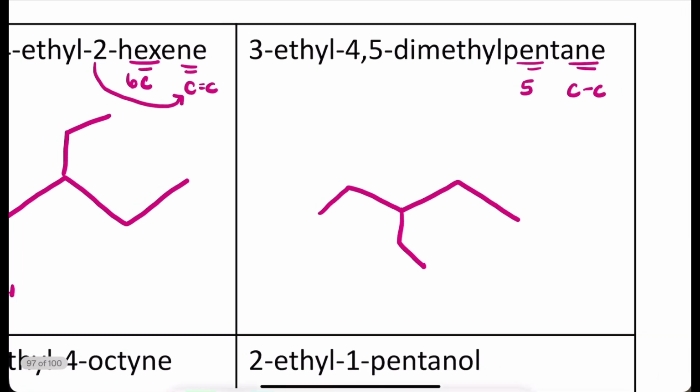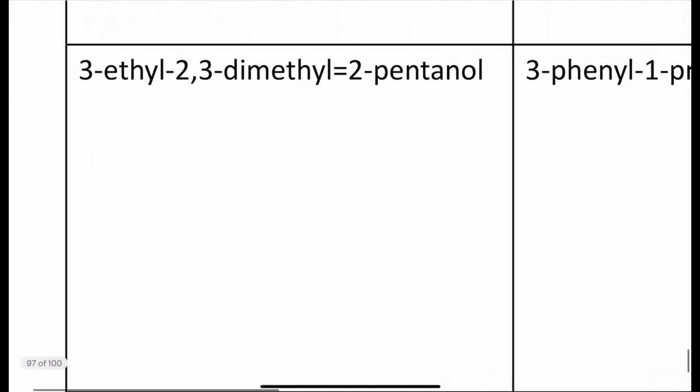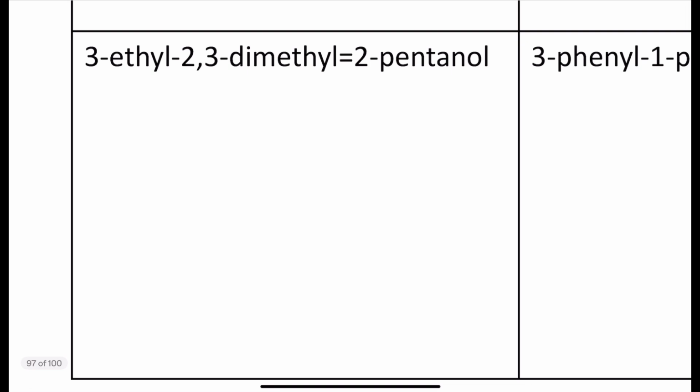At the fourth and fifth, that doesn't even make sense. I can't have a methyl group at the fifth carbon because that's the end of the chain. So let's just go ahead and say 2 and 4. We'll say 2 and 4 there because that doesn't make sense. 3-ethyl 2,3-dimethyl. That should just be a single line here, not a double line.